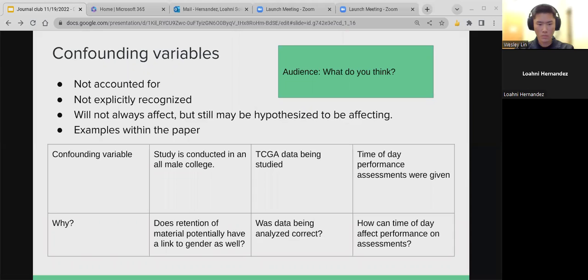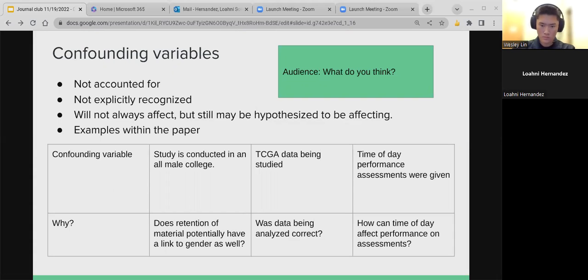So, confounding variables are essentially variables within an experiment that a researcher fails to account for. This is often seen as the third variable, not explicitly recognized, and it varies depending on the context of the experiment. So, for example, the study was conducted in a small men's-only college. So, even though there may not be a specific correlation, we do have to think about, is there a component gender plays in retention of material?